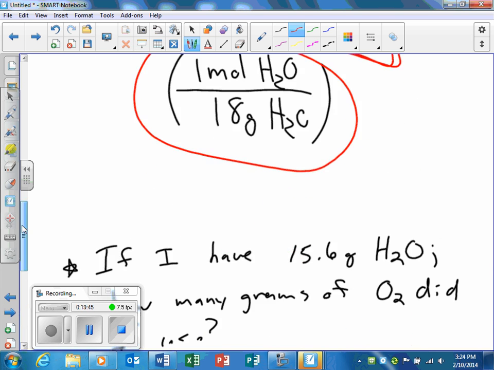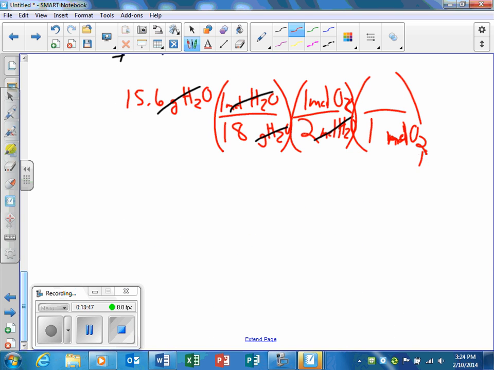Was that 1 or 2? Oh, that's 1. 1 mole of O2 is 32 grams of O2. Does that cancel out? Yeah. Am I left with grams of O2? Yep. Now I just have to do the math, so get out your calculators, I'll tell you how to push the buttons.